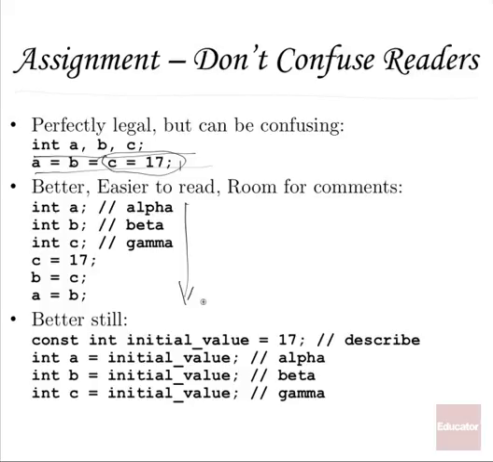Some people like it. They think it's great. I don't like it. I prefer this way because you declare int. You can put a comment right next to it. A, beta, gamma, and I just came up with some random comments. And then C equals 17, and then B equals C, and then A equals B. So that's a little bit clearer. It's easier for a human to read.